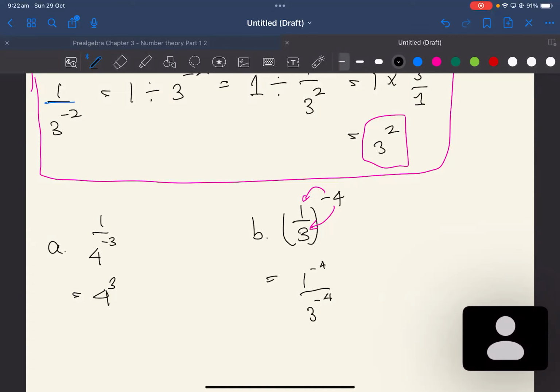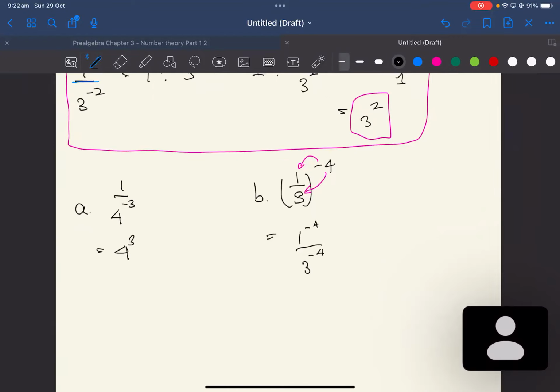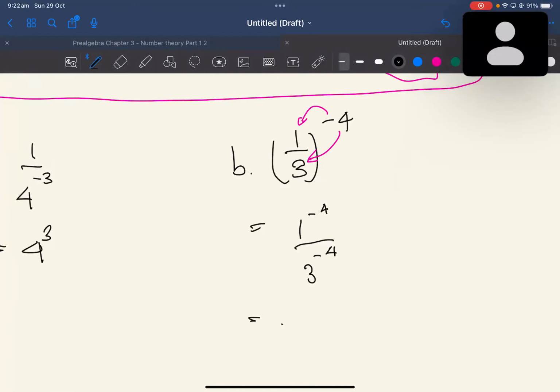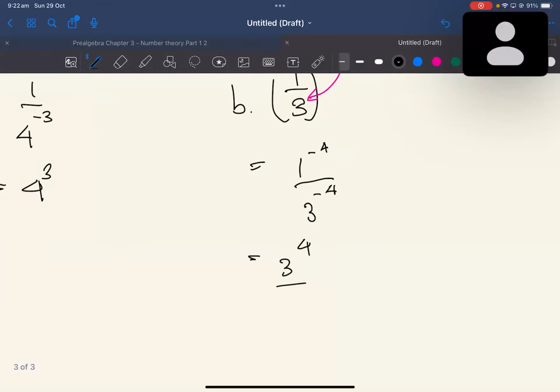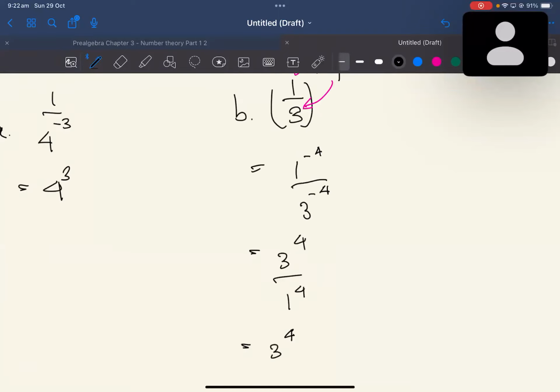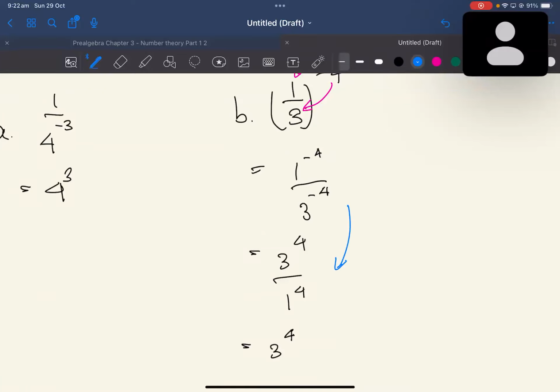Because the full power goes to both numbers. And after that, you switch it, over 1 to the power of 4. And 1 to the power of 4 is just 1. So 3 to the power of 4 is the answer. So the important thing here was to switch them. The one at the top goes to the bottom, and then it's 3 to the power of 4 in the end. Okay, good.